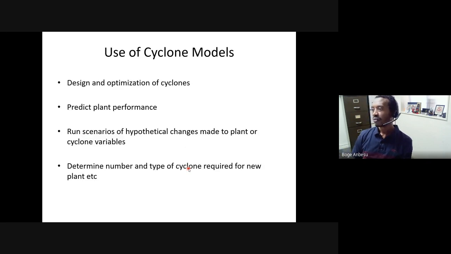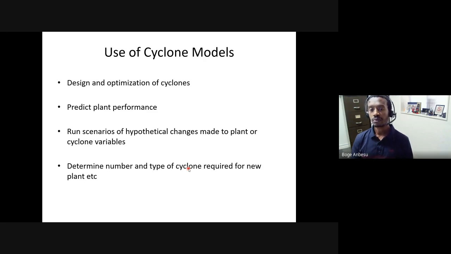Okay, so as I said, where do you use the cyclone models? You can use them for design and optimization purposes to predict performance. And sometimes maybe you're just curious. So you say, what happens actually if I change this? You can run simulated models and see for those hypothetical changes that you're trying to implement in the plant, you can somehow try to roughly work out what may happen.